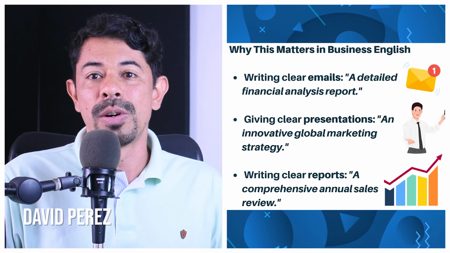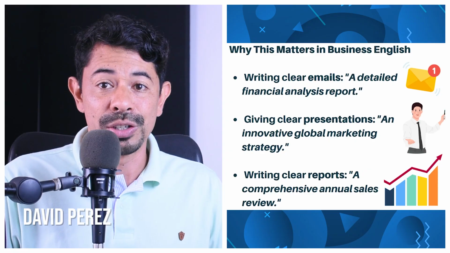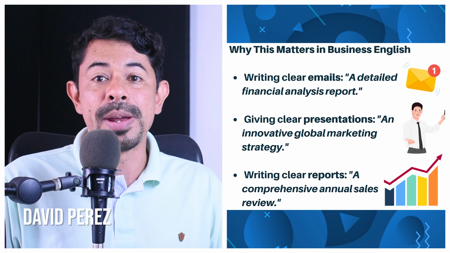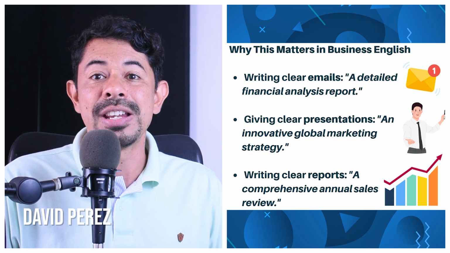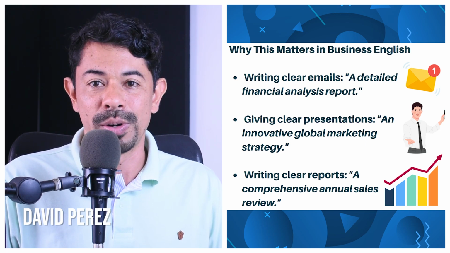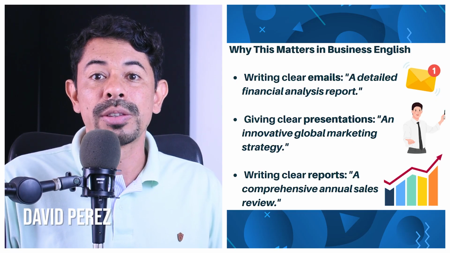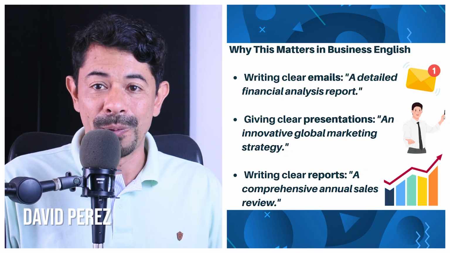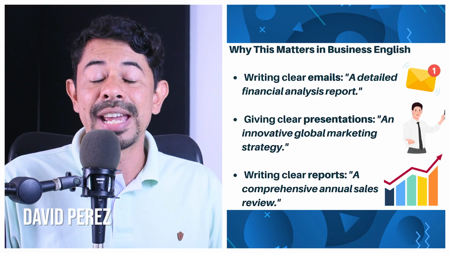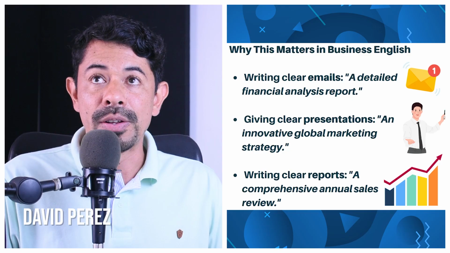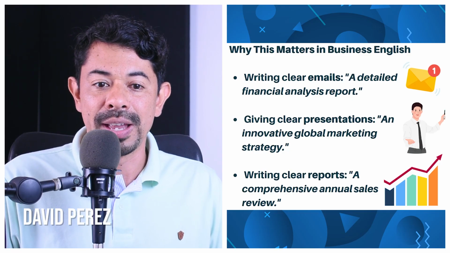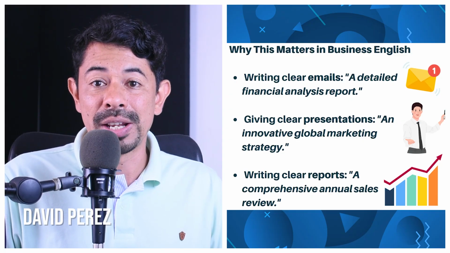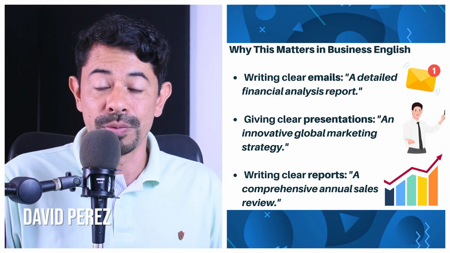Why is this so important in business English or in work English? Let me give you some examples. First one is you are writing an email and you have to write a detailed financial report or a detailed product description or a detailed problem or issue. Yes. In this case, the better the adjectives are sequenced, the clearer the message will be, and the easier to understand is going to be for the other people involved.